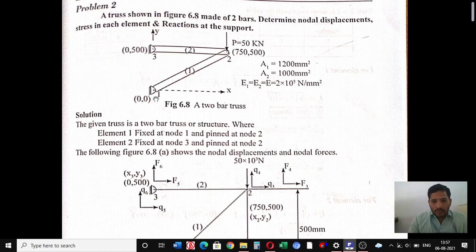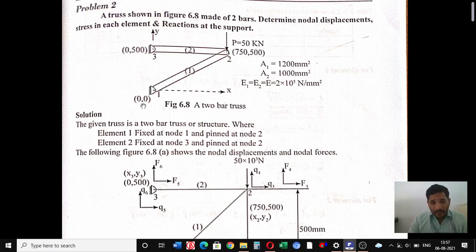So node 1 and node 3 are rigidly fixed. Clear? Node 1 is pinned, node 3 is rigidly fixed, and at node 2 a compressive force is acting. How much compressive force is acting here? 50 kilonewton. If you convert to Newton, it is 50 into 10 power of 3 Newton.